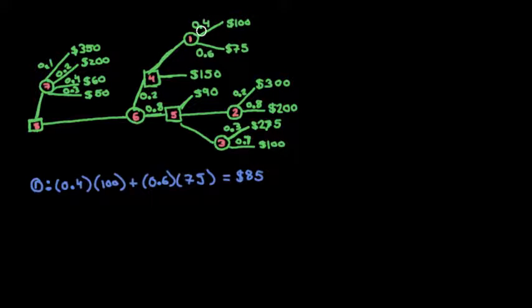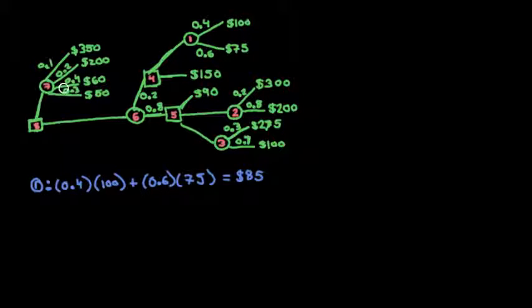Now we know that if you get to node 1, you're not going to make $85 in either of these scenarios, but this is just a way to condense it down to one number so we can actually make a decision. This expected value could also be called a weighted average. We're weighting the average money you're going to get based on the probability that you end up in that scenario.